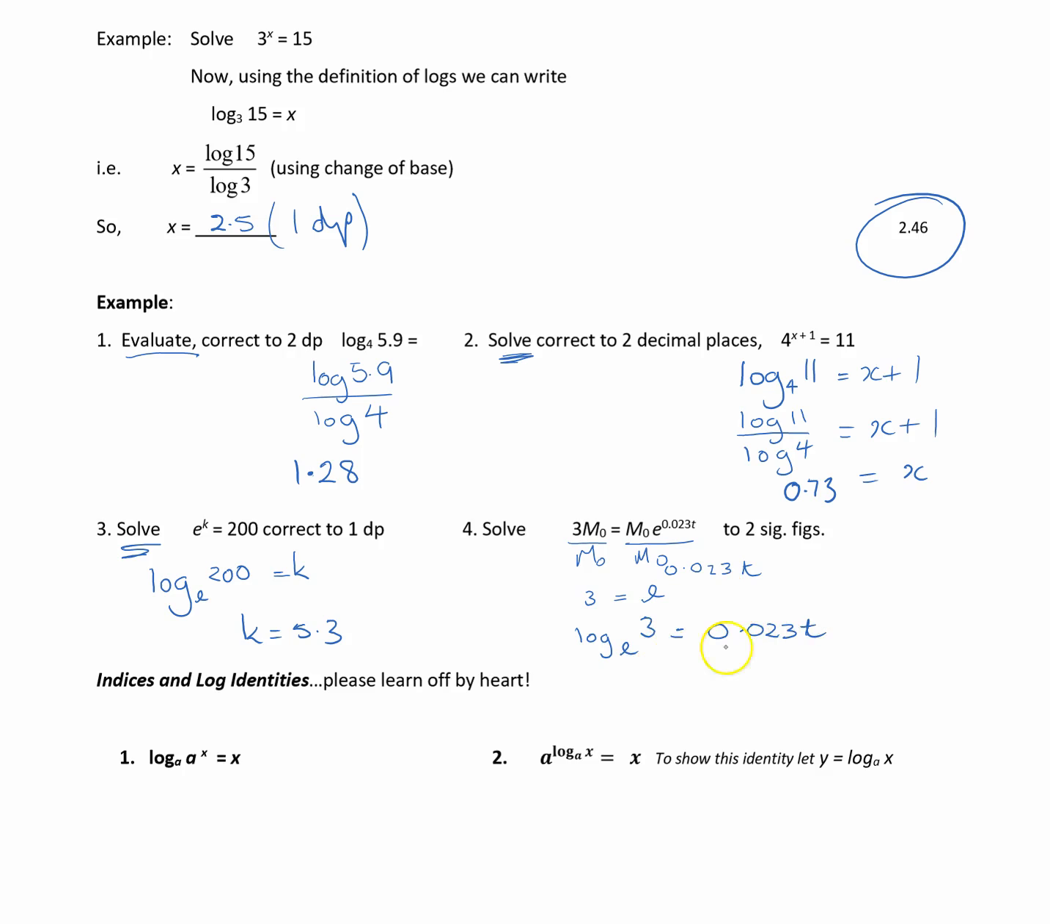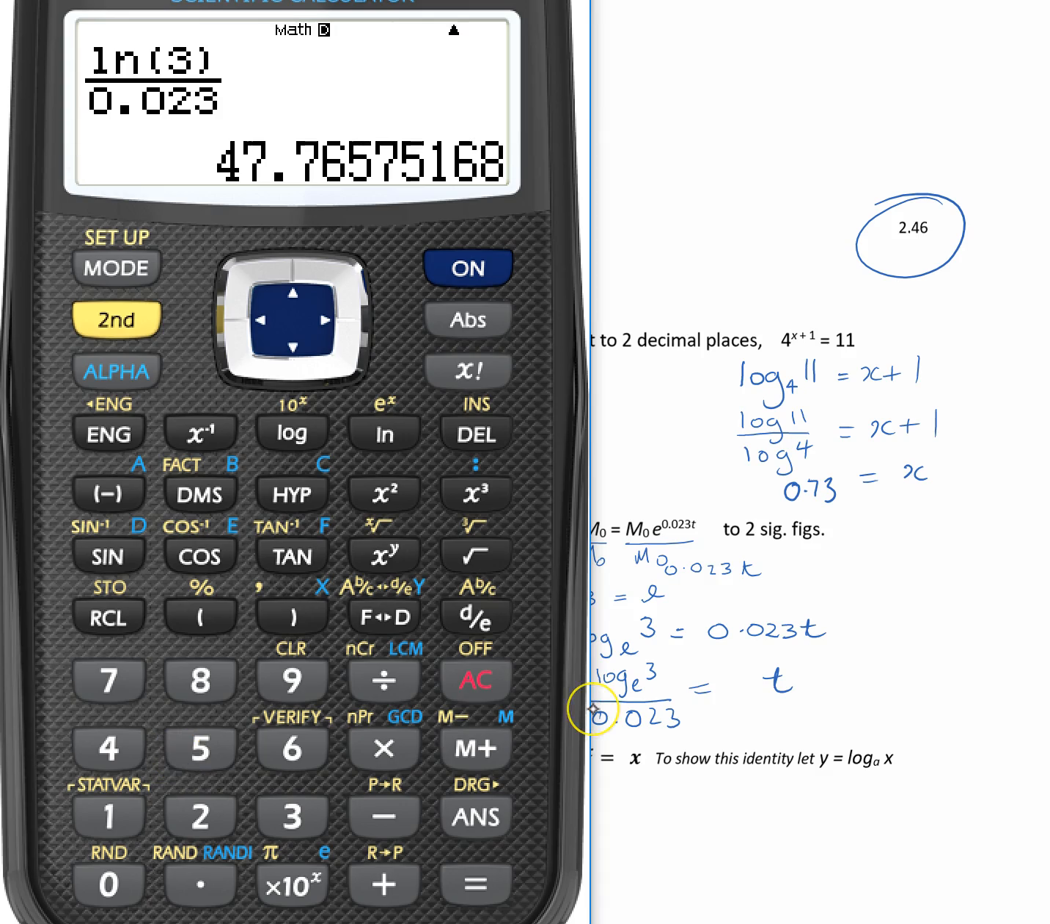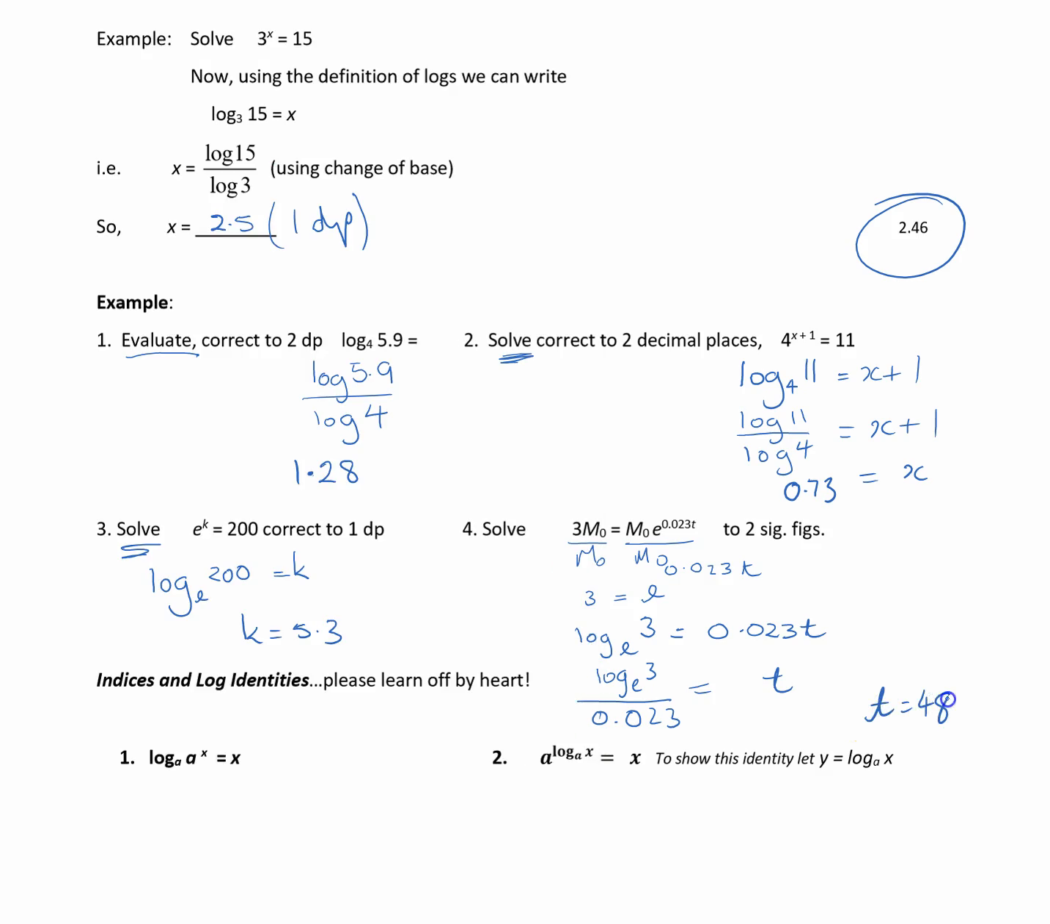To get t by itself, I want this log number, and I would eventually divide it by 0.023. You can see the calculation there, log of 3 to base e, which is ln 3, divided by 0.023. It's saying to 2 sig figs. This cuts off at the decimal point. Cutting off a 7 will round that up to 48. So t is equal to 48.